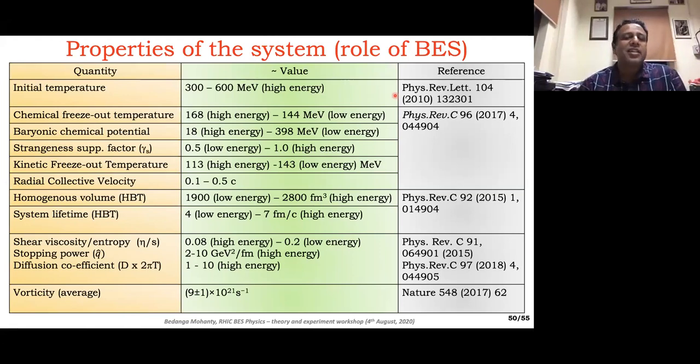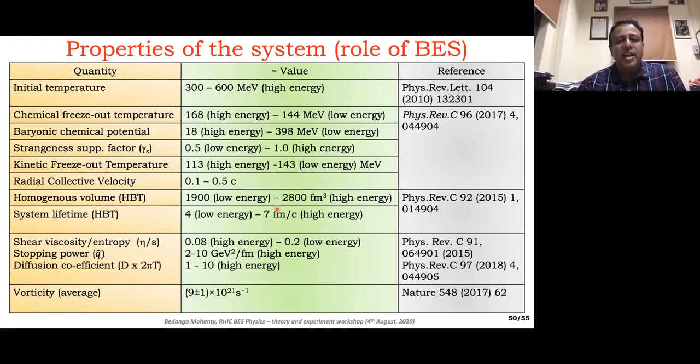This slide just summarizes some of the values which came out of RHIC and especially from the beam energy scan program, like initial temperatures, the chemical freeze-out properties, the radial collective velocity, homogeneous volume, system lifetime, and system properties in terms of eta/s, q-hat, diffusion coefficients, and vorticity. These are some of the contributions which have come out from this program.